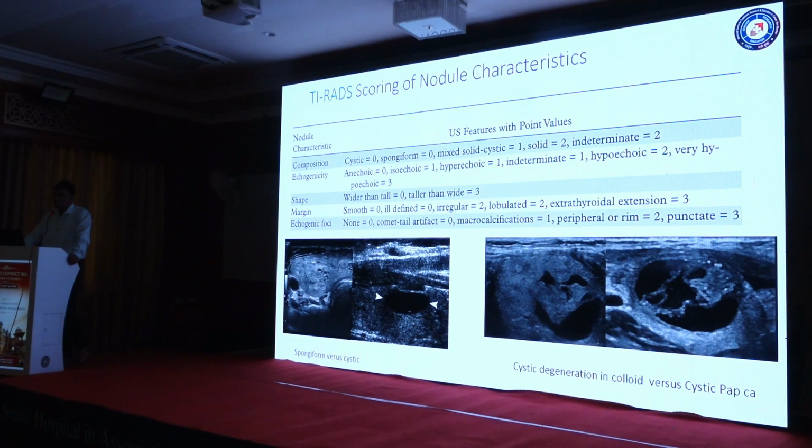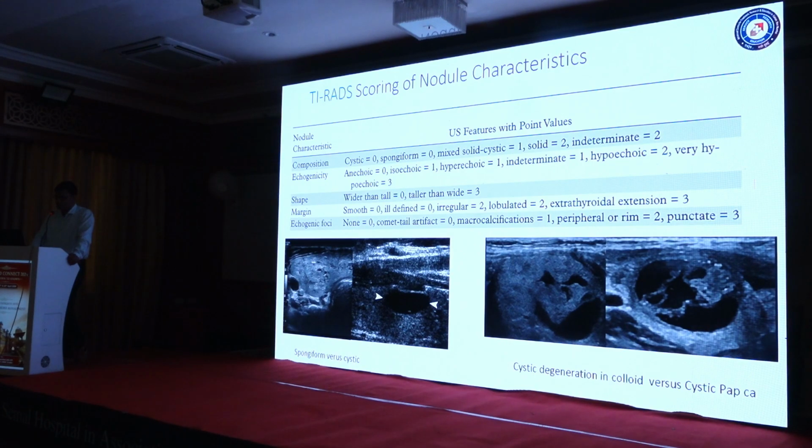Now there are calculators also available online. Once we know whether it is cystic, hypoechoic or anechoic, or what margin it has and that particular aspect, it will give a numerical score and we can decide based on that. People can confuse cystic degeneration in a multinodular goiter with a papillary carcinoma which has microcalcification.